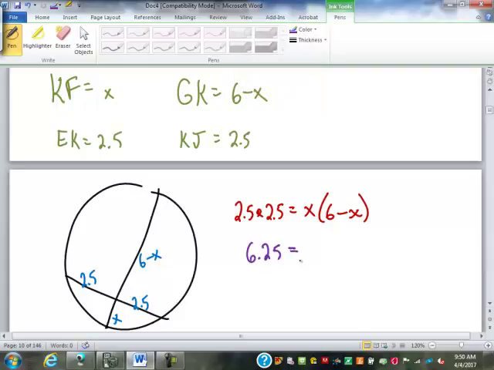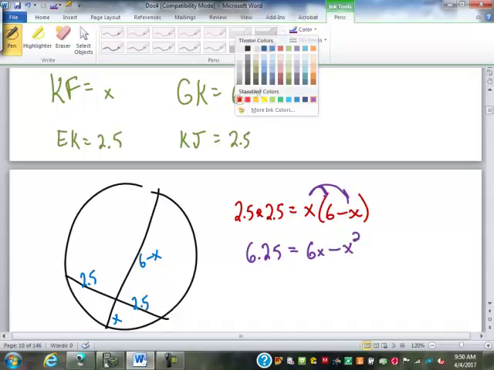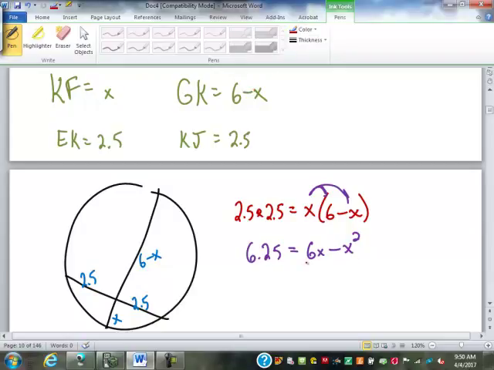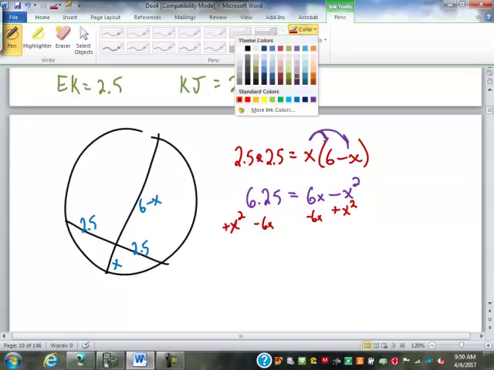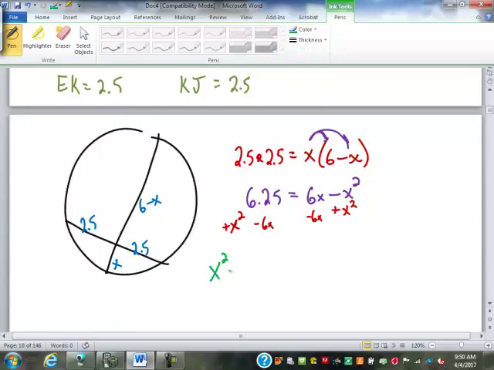2.5 times 2.5 is 6.25. X times 6 is 6x. X times negative x is negative x squared. This is what's called a quadratic equation. To solve it, I have to move everything over to the same side. This is a negative x squared, so I'm going to move it over to the other side to make it a positive x squared. So I'm going to add x squared to both sides. I'm going to subtract 6x. So what I have over here is x squared minus 6x plus 6.25 equals 0.